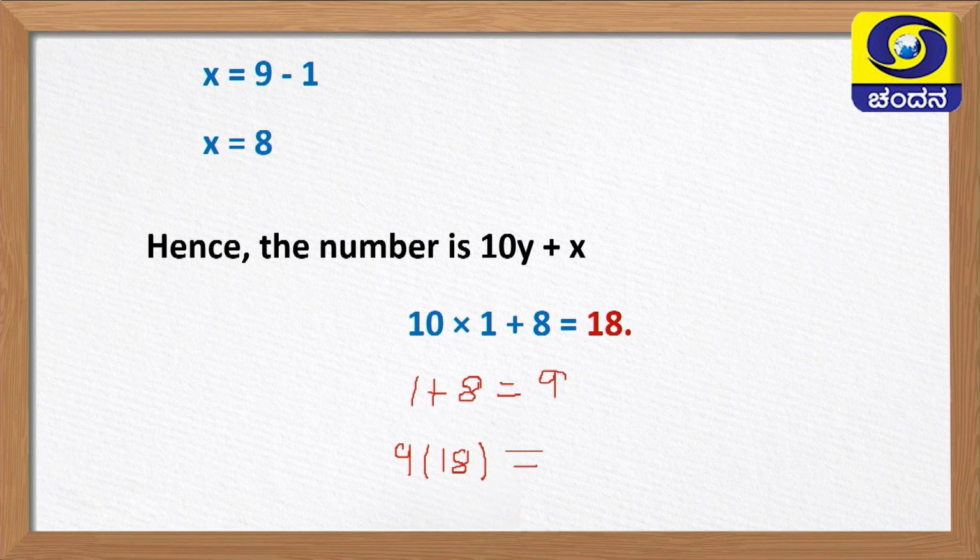9 times this number is equal to twice the number when I interchange the digits, that is 9 into 18 is equal to 2 into 81. Just check children, 18 9s are 162 and 2 into 81, that is also 162. So, now children, our solution is exactly correct. This is how we have to verify children. So, we will take one more example children.